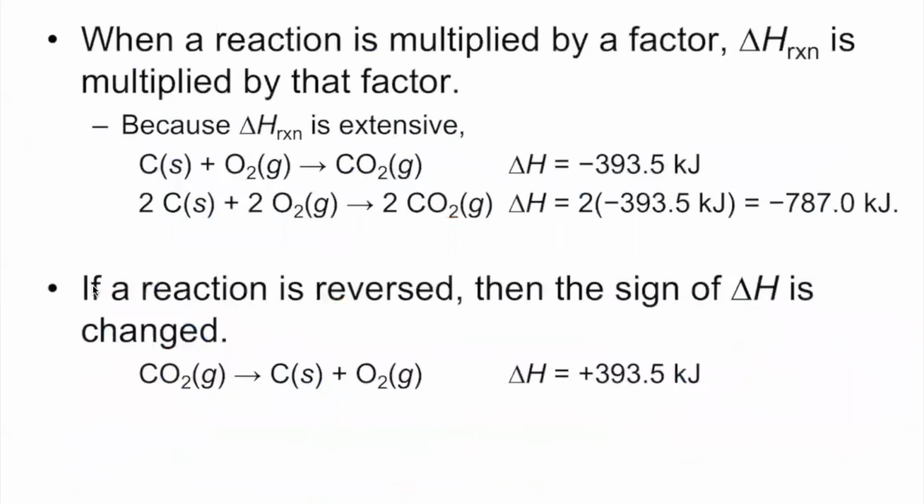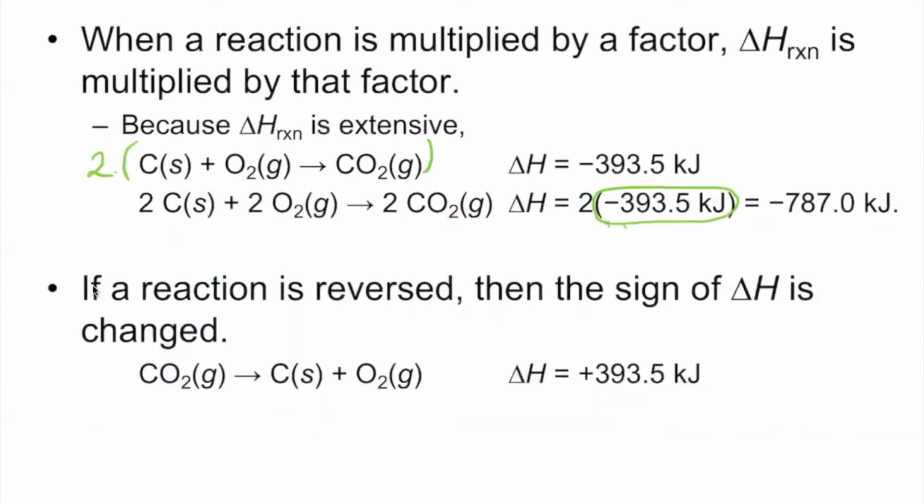Notice that when we manipulate the reaction, you want to make sure that when a reaction is multiplied, so if you take your whole reaction, for example, this is the reaction, but what we want is to have 2 carbons, not 1. So we're going to take this whole reaction and multiply it by 2. If we do that, we also have to take the delta H and multiply it by 2. Whatever we do to the reaction, we must also do to the delta H.